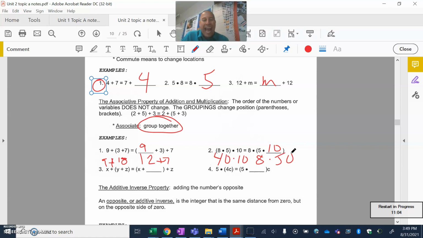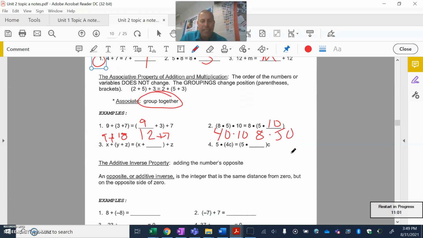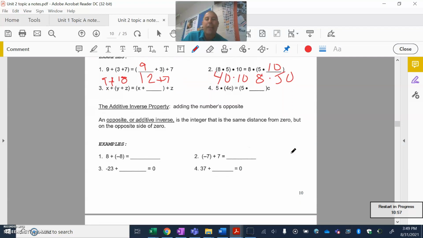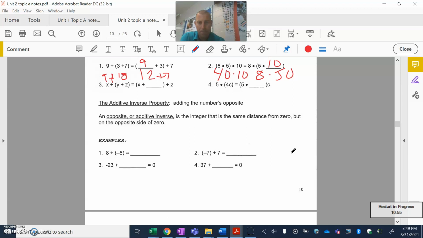We got another one called the additive inverse property. This is talking about that when you add them together, you're always going to get 0. In other words, the opposites. 8 and negative 8 are opposites. If you add them together, you're always going to get a 0.